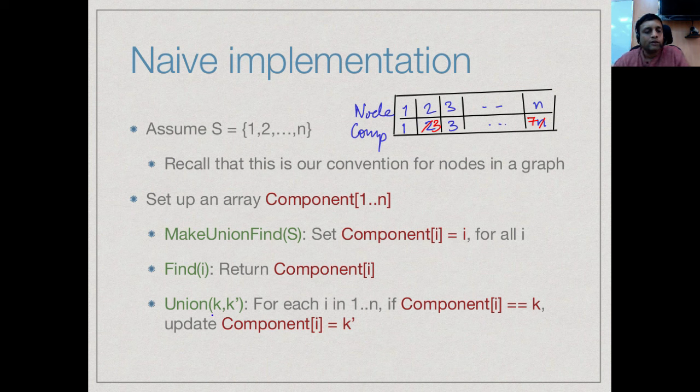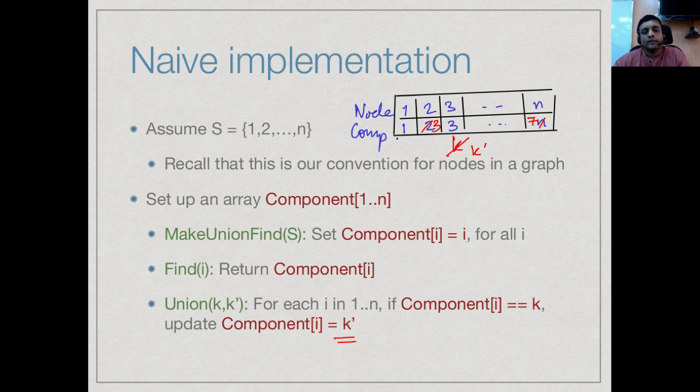And for union, all we have to do is check and make all the components, both the components k and k prime, have the same label. So rather than invent a new label, we will choose either k or k prime. In this case, we choose k prime. So we will go through, and wherever we see a k, we will replace it by k prime. Right? So we will systematically replace every entry of the form k in this array by k prime. So after this, all component values which used to be k are now k prime. All which were k prime remain k prime. So effectively, the two components have been merged. So this is a very simple implementation of union find.